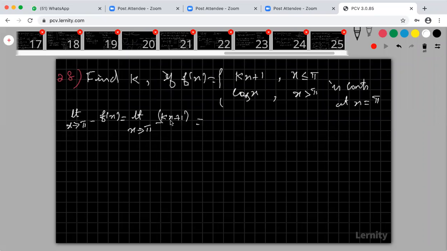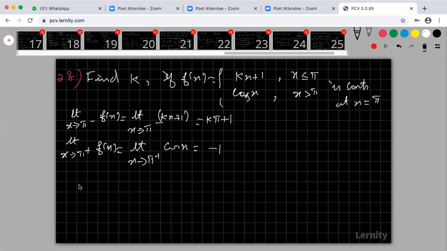So what is the answer here? Applying pi here, that is k pi plus 1. This is my left hand limit. Come to the right hand limit. Limit x tends to pi plus, my f of x is cos x. Apply pi here, cos pi. What is my cos pi? My cos pi is minus 1.